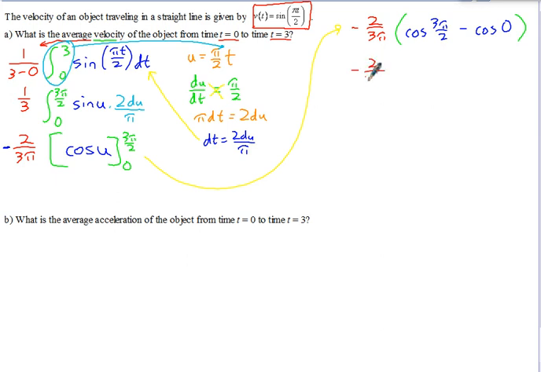So negative 2 over 3 pi. Then we have to evaluate cosine of 3 pi over 2. Well, 3 pi over 2 is right there. Cosine is the x-coordinate, which is 0. Minus cosine of 0, right there, is the x-coordinate, which is 1. So we get negative 1 times negative 2 over 3 pi gives you positive 2 over 3 pi. And notice for velocity, we're not giving you units on this one, so don't have to put units there, so just 2 over 3 pi.